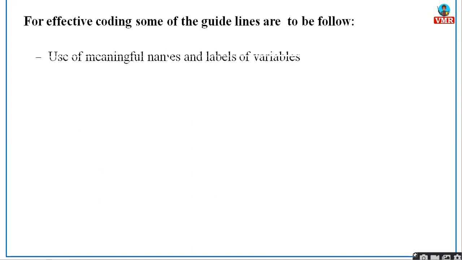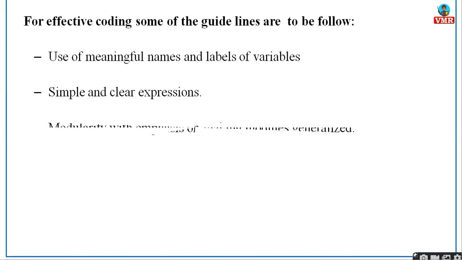So the first one is to use meaningful names and labels for the variables. See, if I wanted to do addition and I had given some name like integer xyz, and second value integer pwy. If I take it like that, it will be confusing, right? So you have to give proper meaningful names and labels to variables. And the second one is simple and clear expressions have to be given. That is, a proper expression should be given when you are trying to code for a problem.